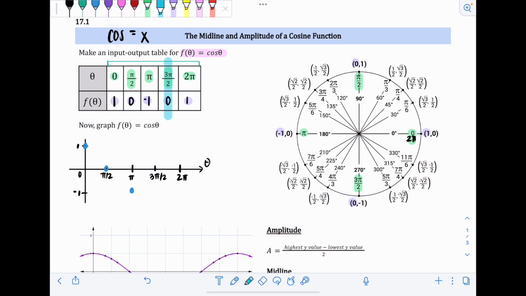Fourth point, 3 pi over 2, 0. So I would go over to 3 pi over 2, and then I would not go up or down at all. And then the last point is 2 pi, 1. So I would go over to 2 pi and then I would go up to 1 right there.